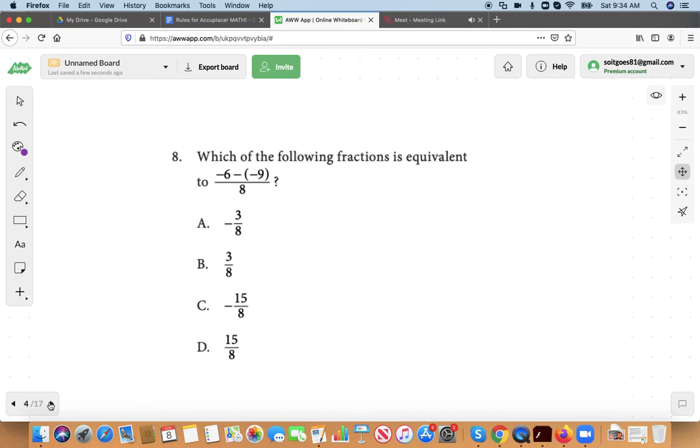Which of the following fractions is equivalent to -6 minus -9 over 8 divided by 8? Ooh. Okay. We got to talk operations a little bit here. The part that should probably be freaking students out a little bit is that they're like, uh-oh, I've got two negatives here, right? I'm subtracting a negative. That looks a little bit scary. What do you do when you subtract a negative?